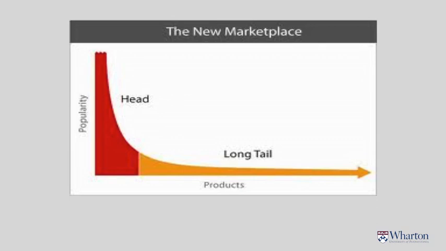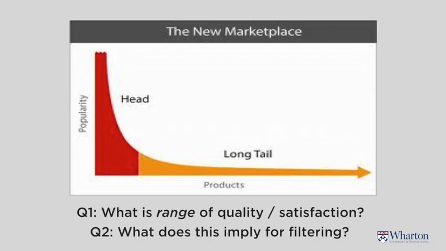I'm just going to make two more points on the diagram, and there are two questions at the bottom that I'm going to lead us through. So here is the head in the red and the tail in the orange again. And the first question I'd like to pose to you, and then I'll give at least my answer for it, is how satisfied would you be with a random product that you drew from either the head or the tail? So think about that for a moment.